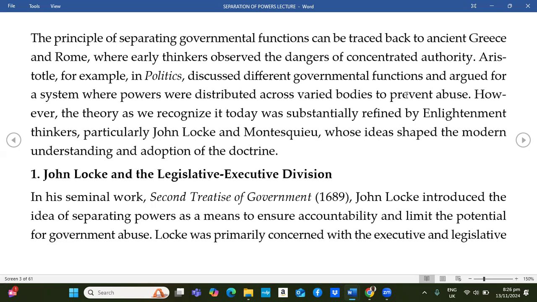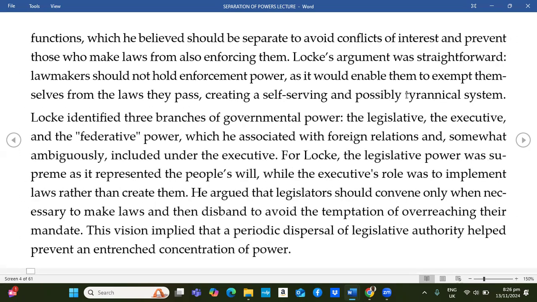So he was mainly concerned with the executive and legislative functions. And John Locke believed that these functions, that is the legislative function and executive function, should be separated, should not be given to one institution or one body or entity. And he considered separation of these two functions to be necessary so as to avoid conflict of interest and prevent those who make laws from also enforcing them, as it were.